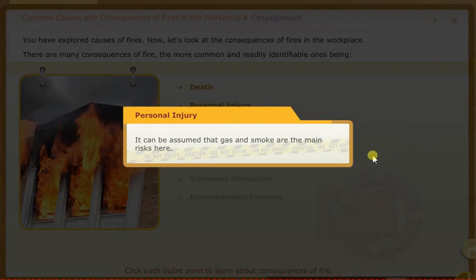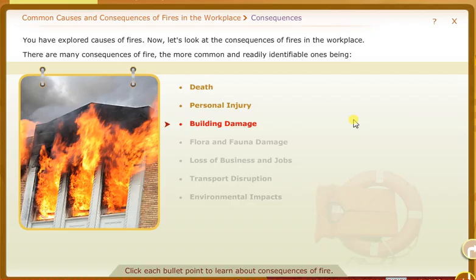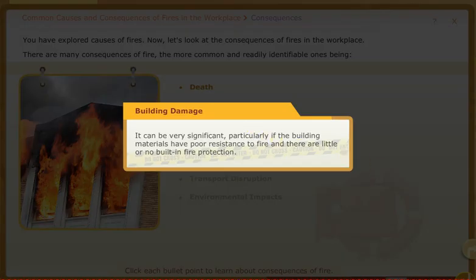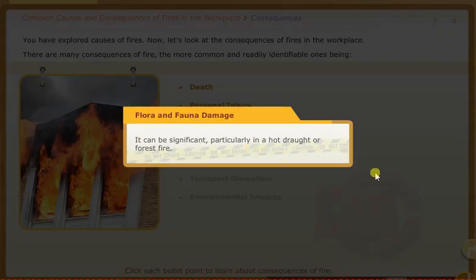Personal injury. It can be assumed that gas and smoke are the main risks here. Building damage. It can be very significant, particularly if the building materials have poor resistance to fire and there are little or no built-in fire protection. Flora and fauna damage. It can be significant, particularly in a hot drought or forest fire.